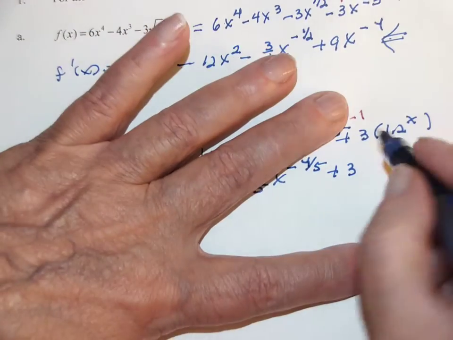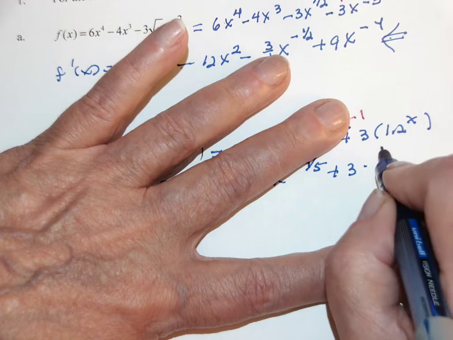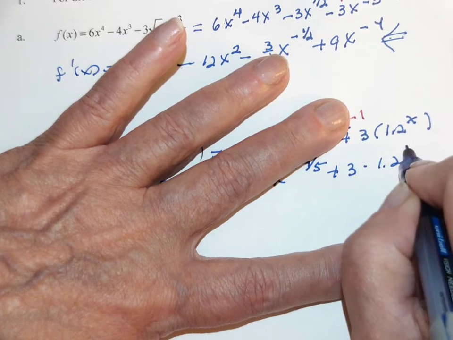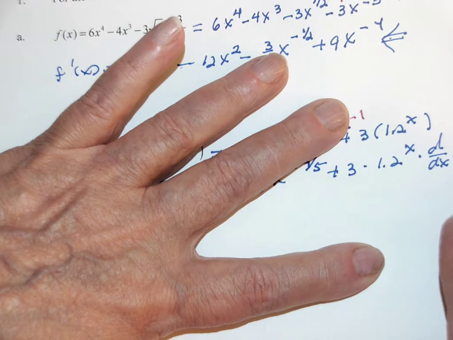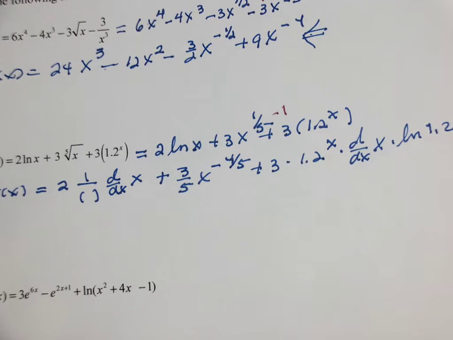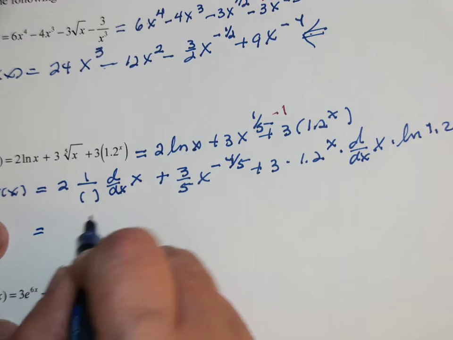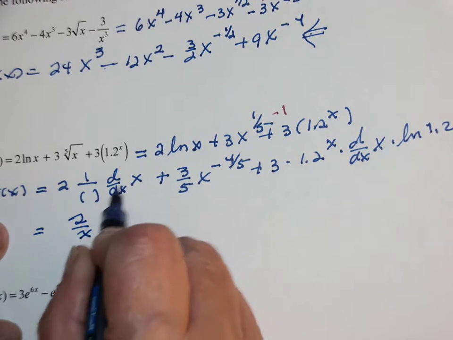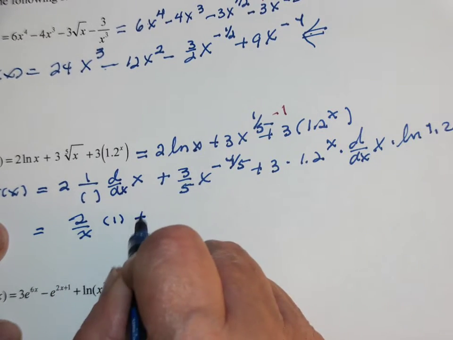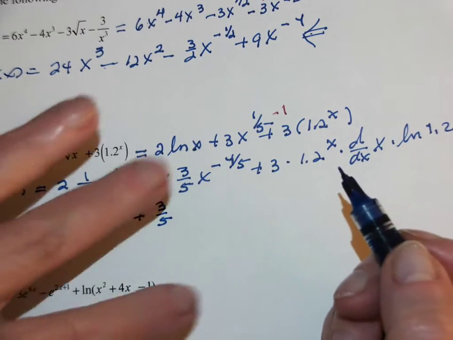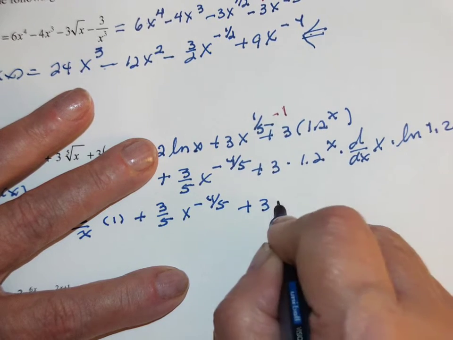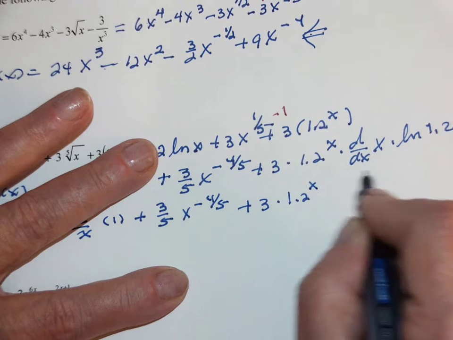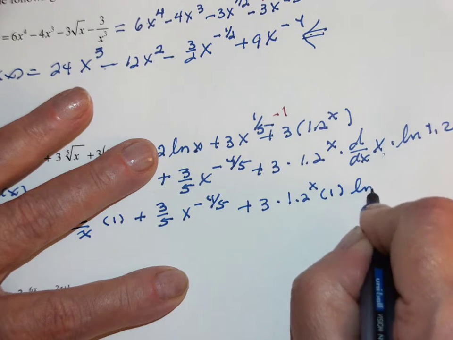plus 3. Now this is a to the x, so a to the blob, so it's 1.2 to the blob times the derivative of the blob times the natural log of the base, which is 2 over x, derivative of x is just 1, plus 3/5, x to the negative 4/5, plus 3 times 1.2 to the x, derivative of x is just 1, and the natural log of 1.2.